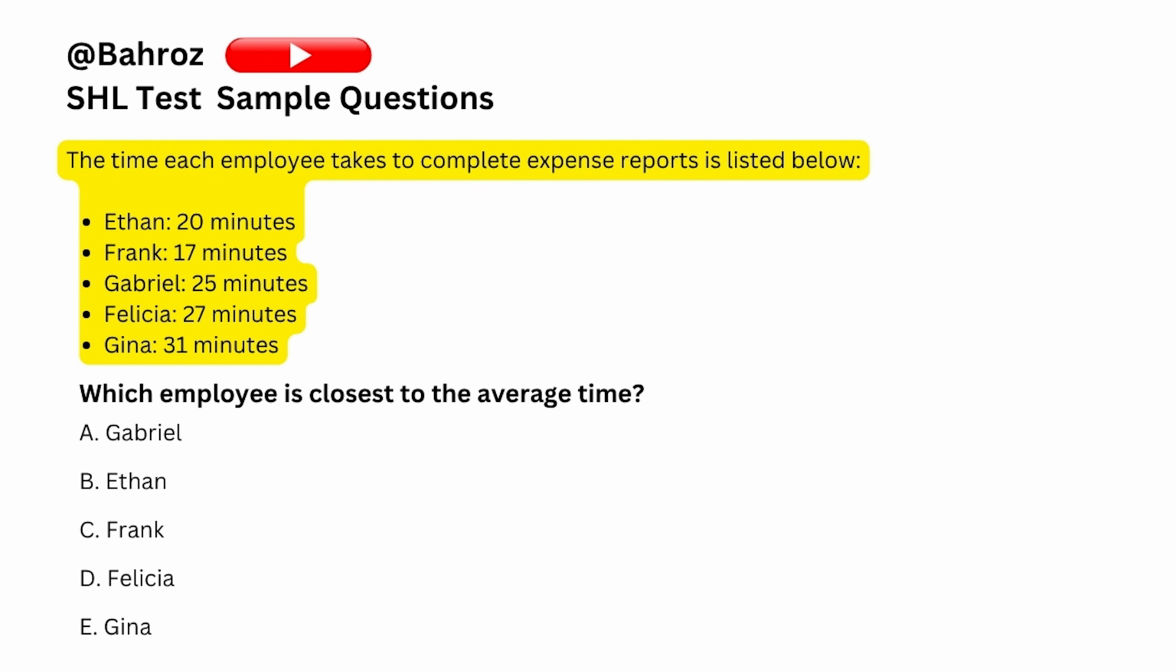Add the times together. 20 plus 17 is 37, plus 25 is 62, plus 27 is 89, plus 31 is 120. Next, we'll divide by 5 employees. So 120 divided by 5 is 24 minutes. Now let's compare each person's time to 24. Ethan's 20 is 4 minutes off, Frank's 17 is 7 minutes off, Gabriel's 25 is 1 minute off, Felicia's 27 is 3 minutes off, Gina's 31 is 7 minutes off. Gabriel with only 1 minute difference is closest. So A is the answer.